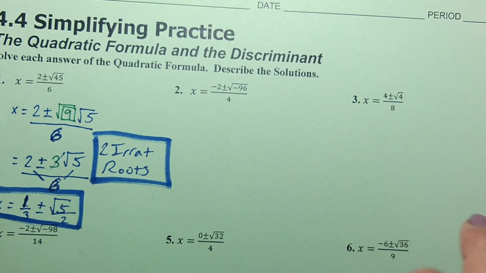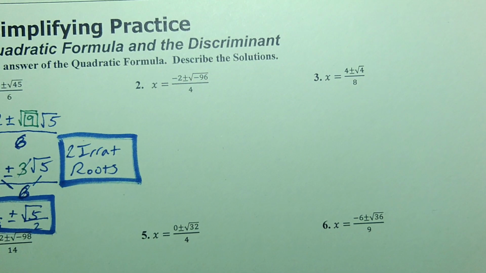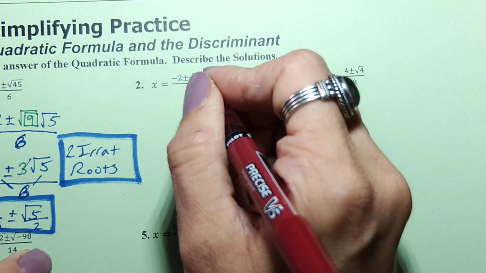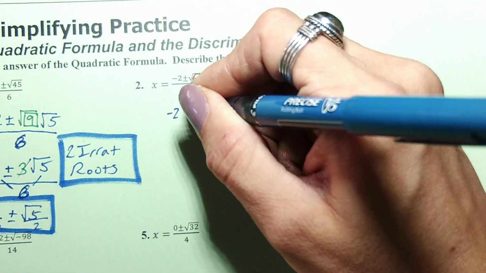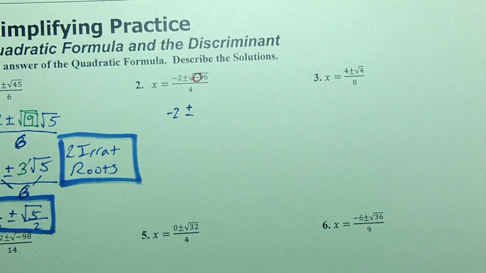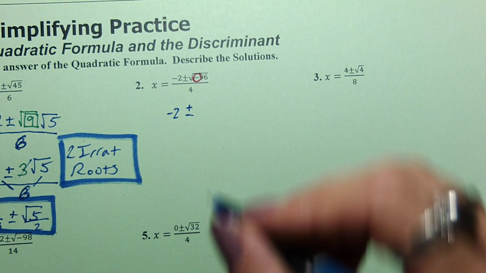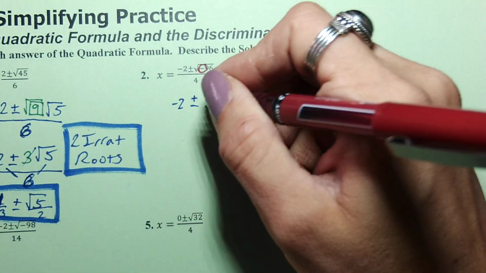Moving on to our next problem. We look at what we have under the square root, that's our discriminant, and as soon as we see that negative, what should we do with it? We should bring it out as an I. So go ahead and take that I out. And that will give us -2. You need one of these, the green one or the purple one. So 2 plus or minus I.